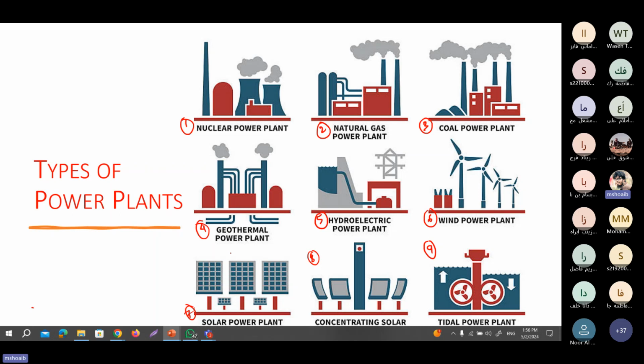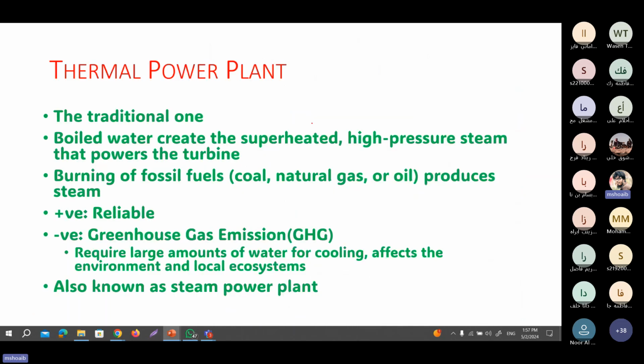Among them, some are very widely used, and some are not very widely used in most of the countries. But they are under research, or the countries are trying to increase the capacity and more research is in progress. So these are the different types of power plants. We will start with the thermal power plant.